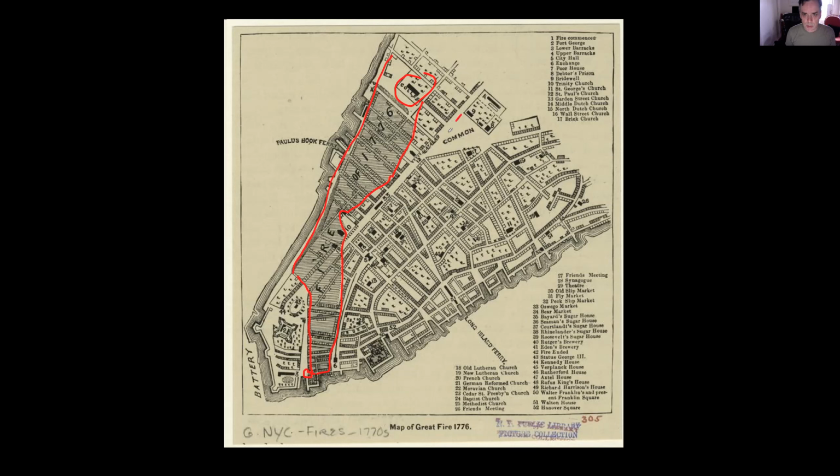Again, here's the Common. We're going to be talking about the Common a lot because it becomes City Hall Park. Pretty important. We're going to talk about that next lecture. This is St. Paul's, which was saved in the fire. Here's Trinity. You can see it was destroyed and not built again until 1790.